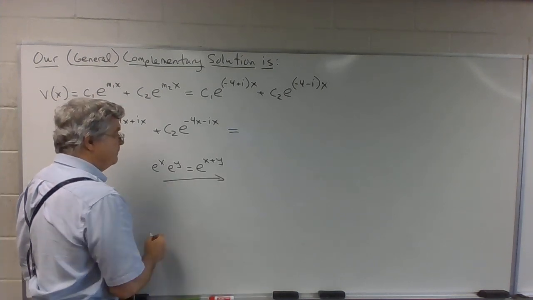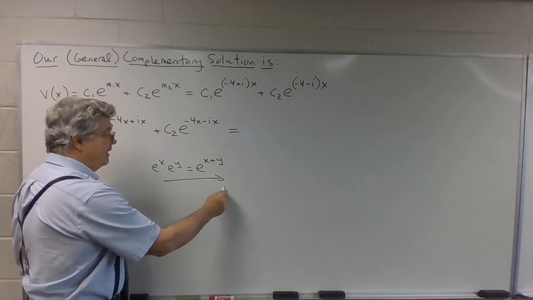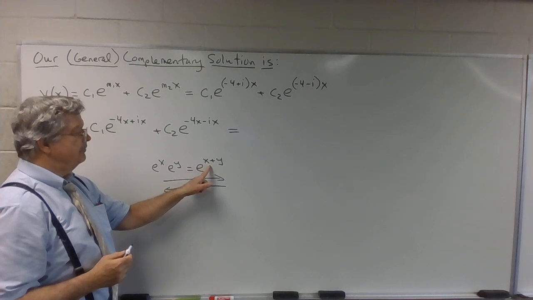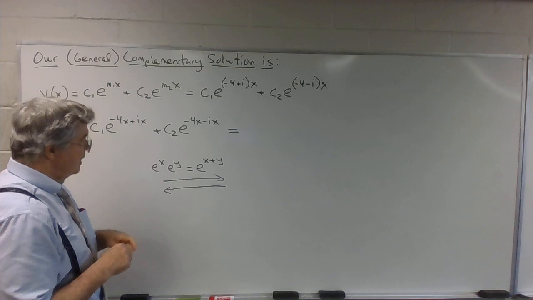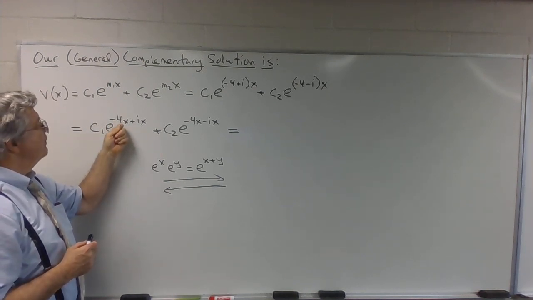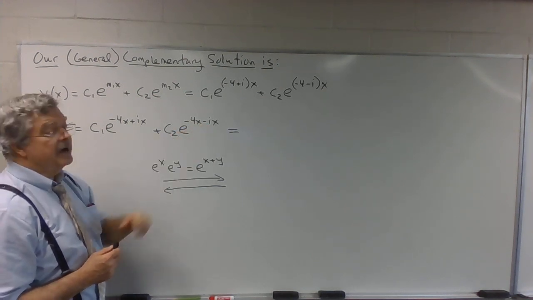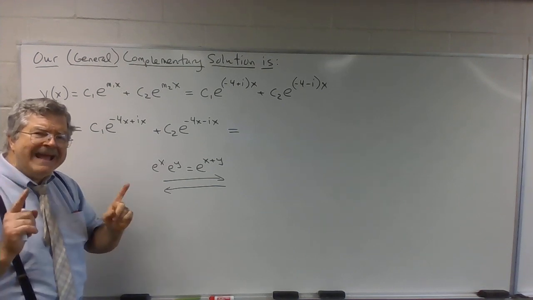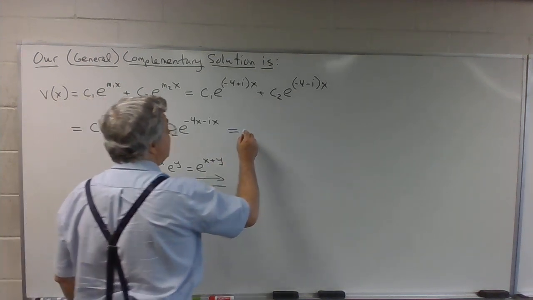They go this way, e to the x times e to the y equals e to the x plus y. They also go the other way. E to the x plus y equals e to the x times e to the y. Well, this is essentially what I have here. I have e to the power of one thing plus another, or e to the power of one thing minus another. I can split that up into two exponentials, the product of two exponentials.